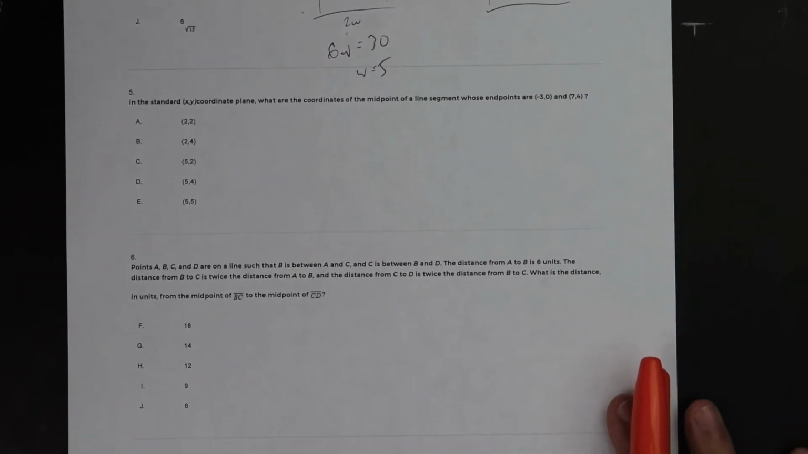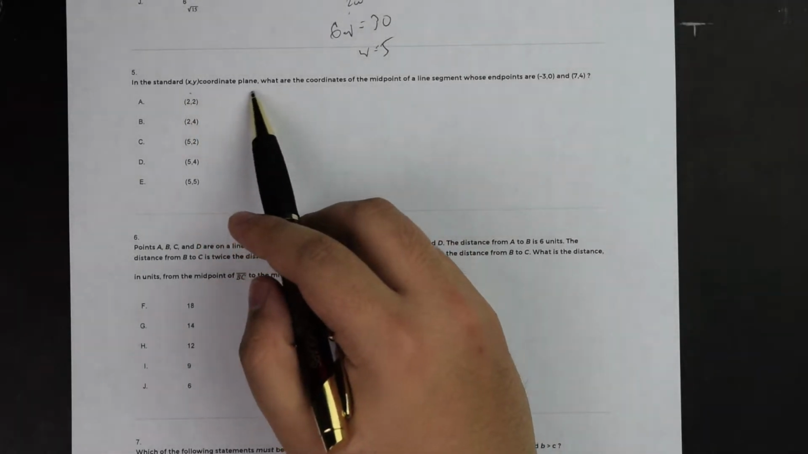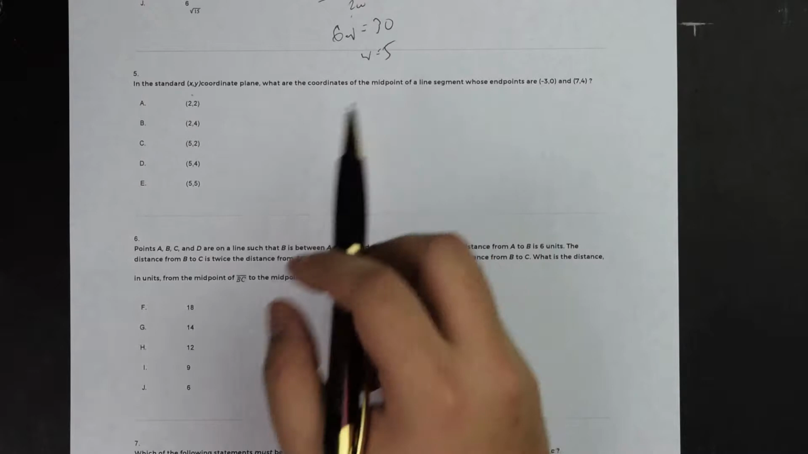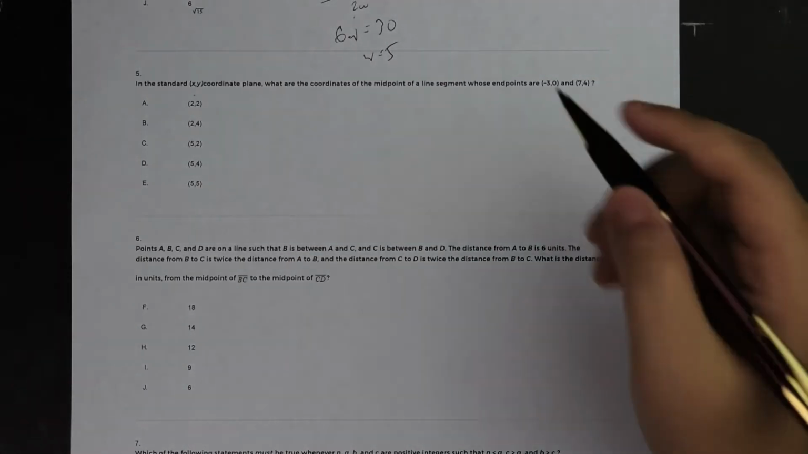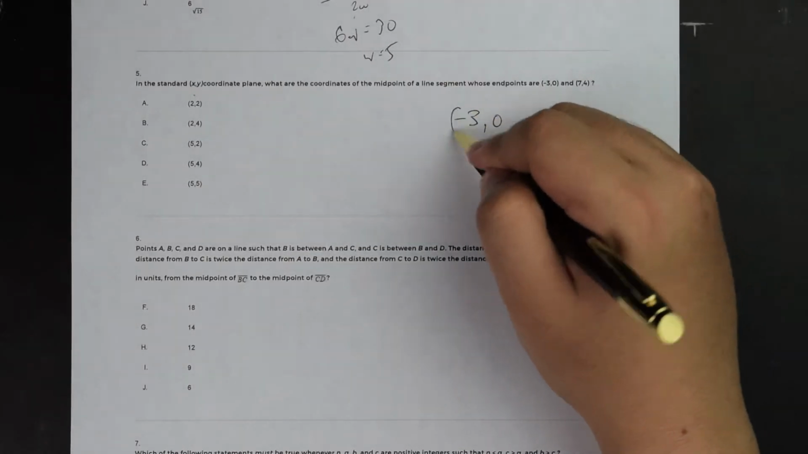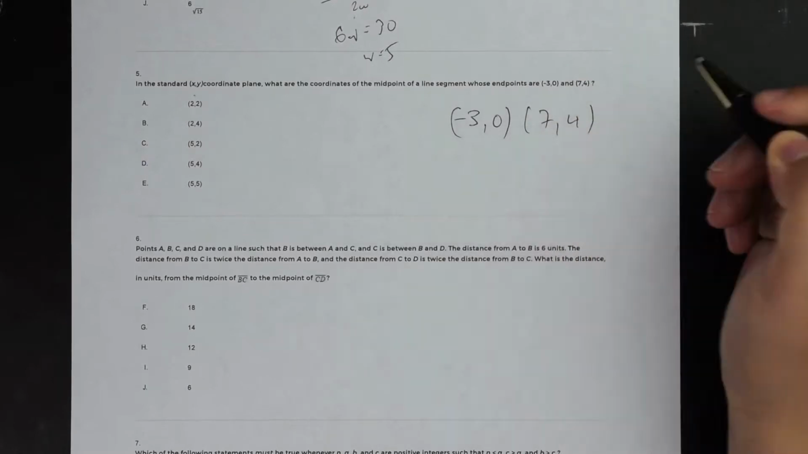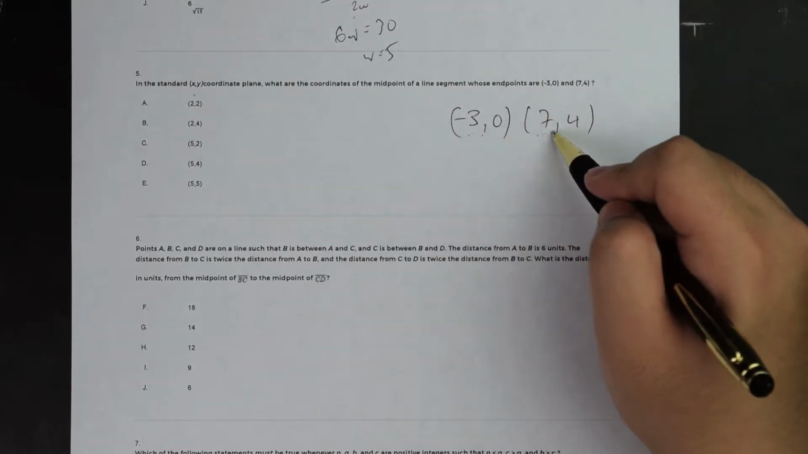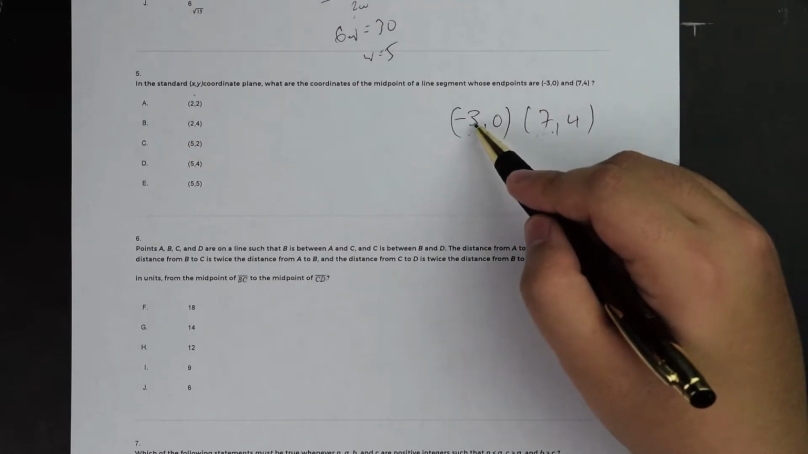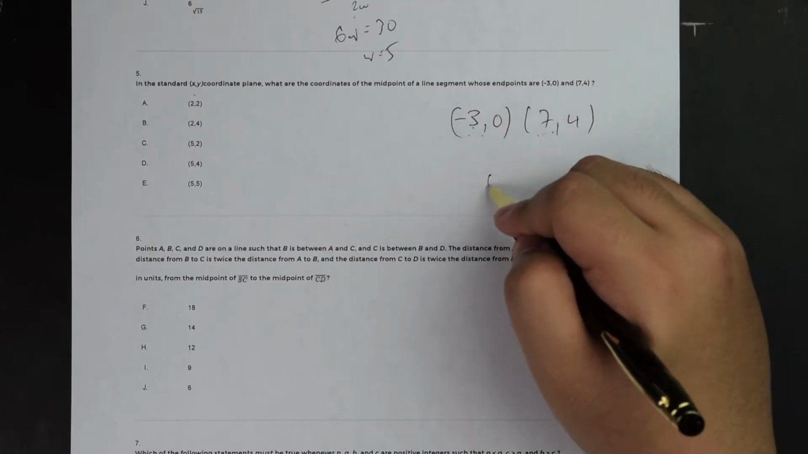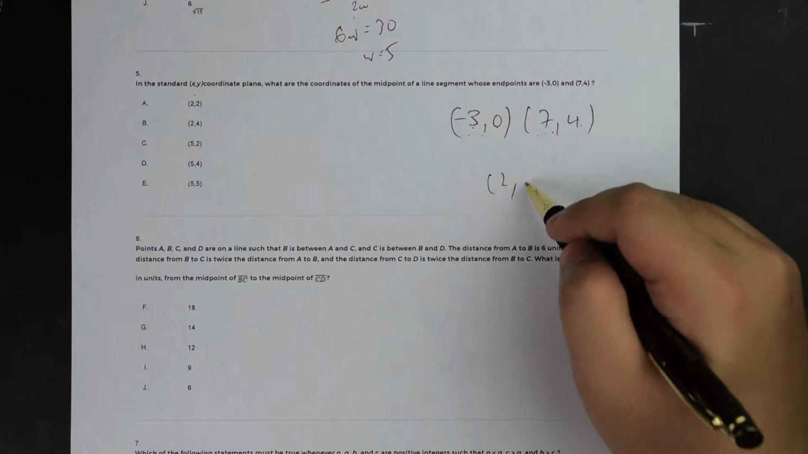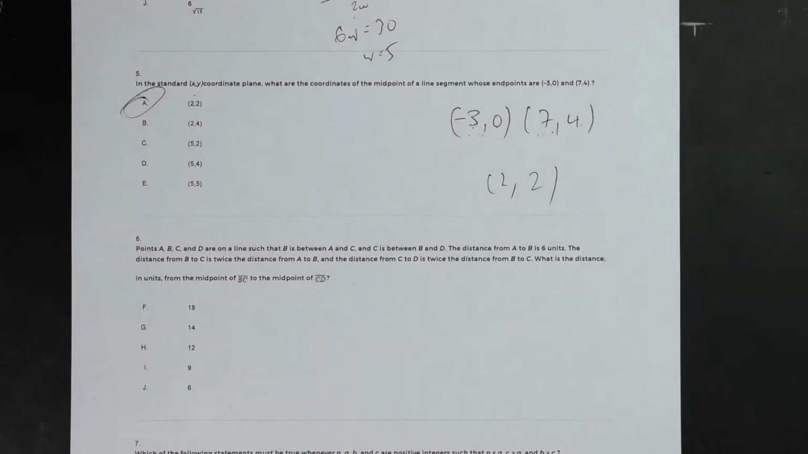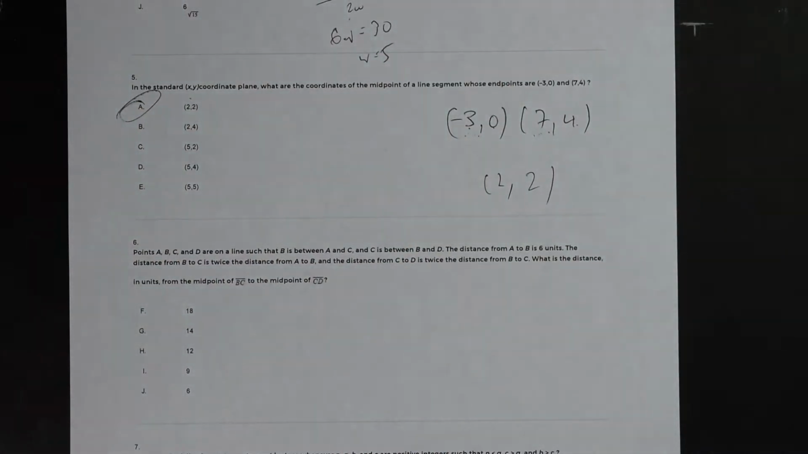So number 5. Okay, number 5 to get started. In the standard XY coordinate plane, the midpoint of the line segment with endpoints at -3, 0 and 7, 4. Okay. Doing this, -3 and 7 will be a distance of 10, so 5. Then 0 and 4, between that will be 2. So 2, 2, 2. Okay, so for number 5, my final answer is going to be A.